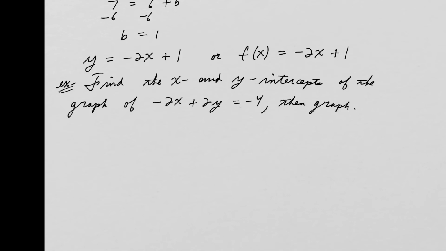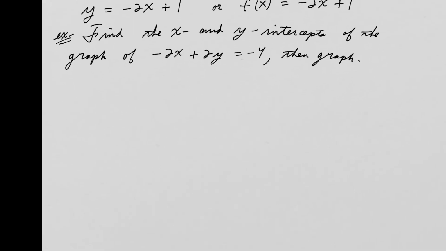Okay, so this again is a linear equation, right? So this is a linear equation. We could solve this for y if we wanted to, right? And then we call it f of x. We will see that it's a function. So it's a linear equation or a linear function. And in this case, I want to find the x and y intercepts and then graph.